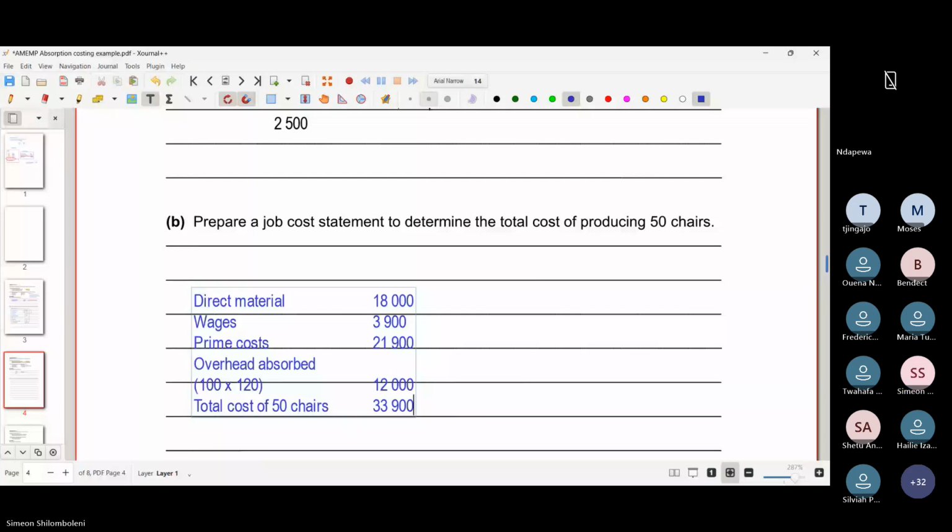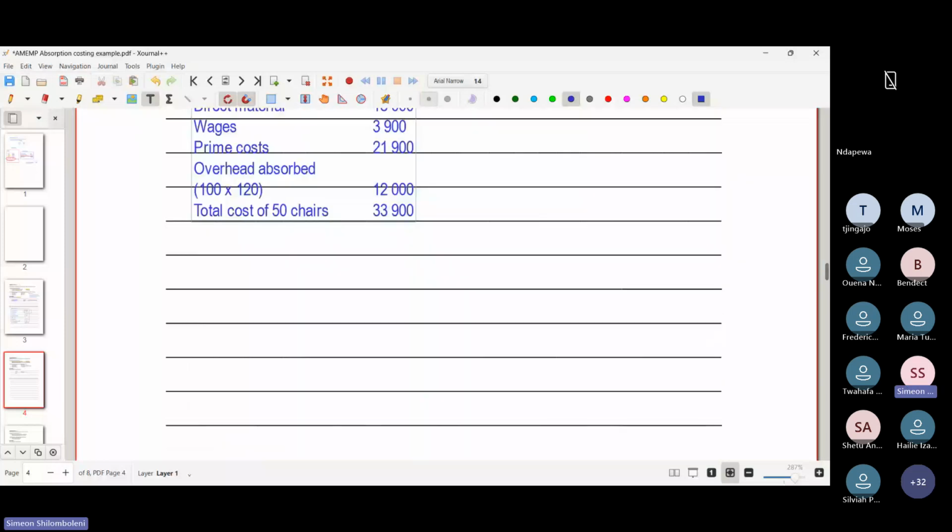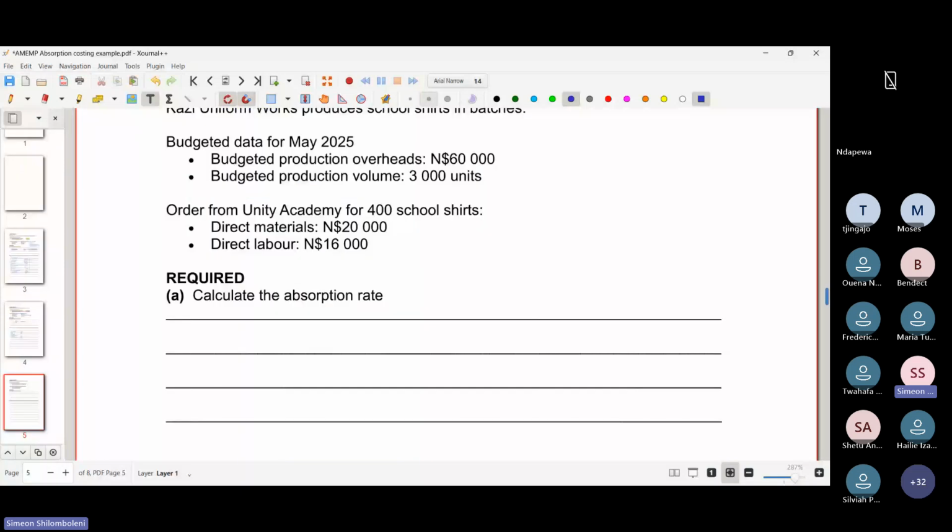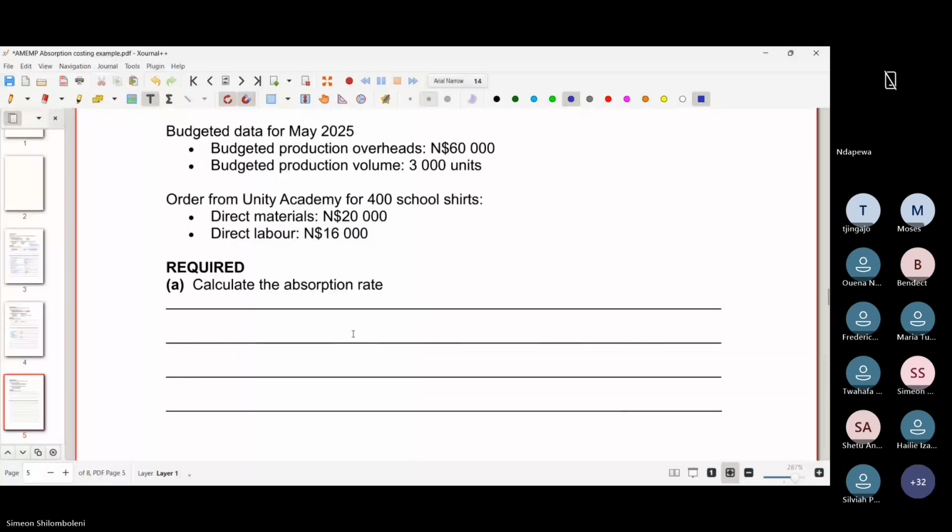The next one is units. I'm giving you 2 minutes to quickly get me the absorption rate. Budgeted overhead 60. It's 20, sir, per hour. Okay, did we all get 20? Yes, sir.